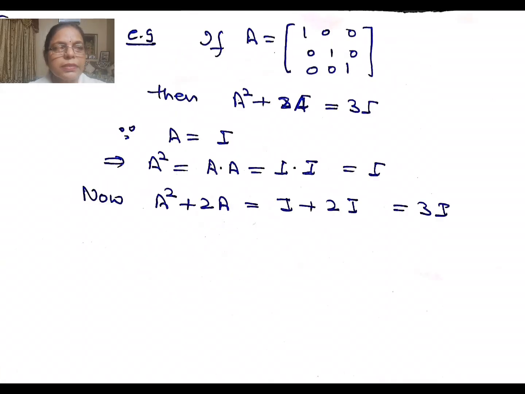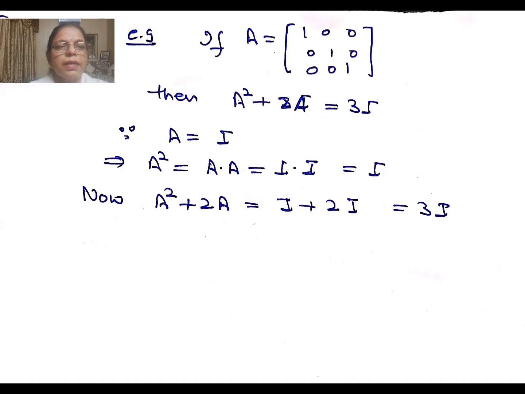Next we come to the next example. If A is equal to [1 0 0; 0 1 0; 0 0 1], then prove A square plus 2A is equal to 3I. Now since we are given A is equal to the identity matrix, A square is equal to A into A, that is equal to identity into identity, again we get the identity matrix. Now A square plus 2A, substitute the values. A square is equal to I, so I plus 2A is I plus 2I, that we get 3I. That's all.